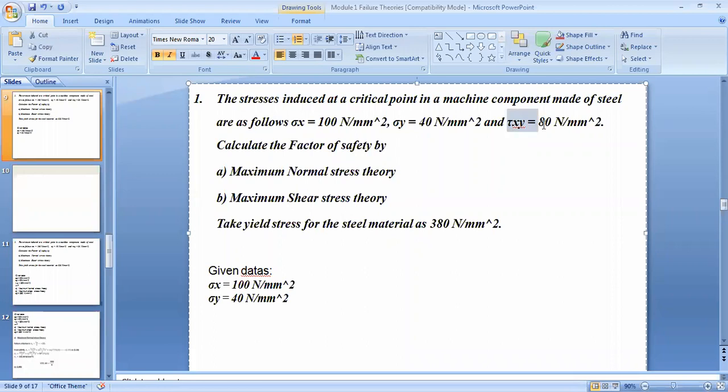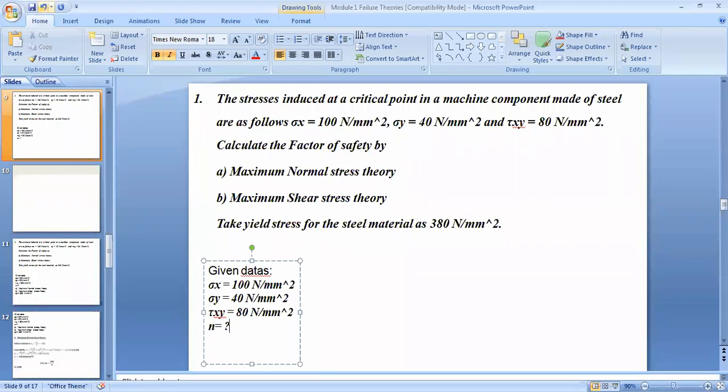Now sigma x is 100 Newton per mm square. Sigma y is 40 Newton per mm square. And tau xy is given 80 Newton per mm square. Right? Calculate. What are we going to calculate here? Factor of safety. The factor of safety is represented as small n.